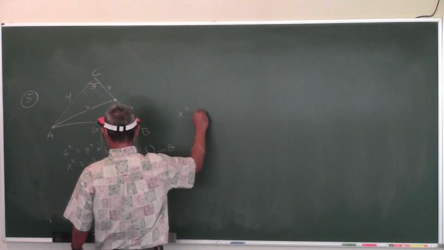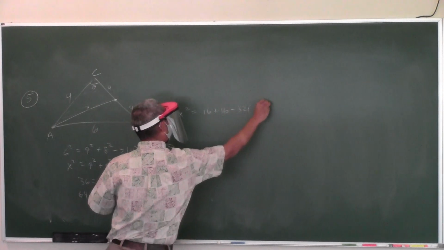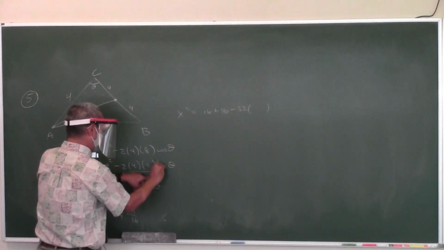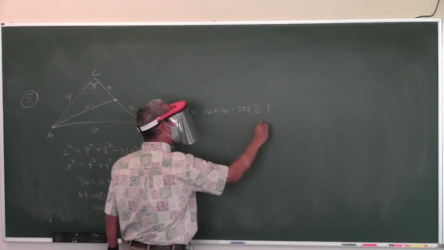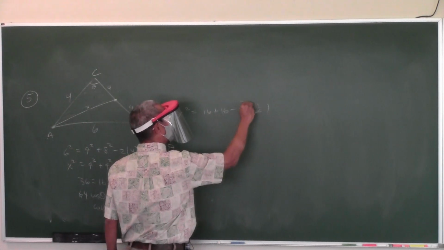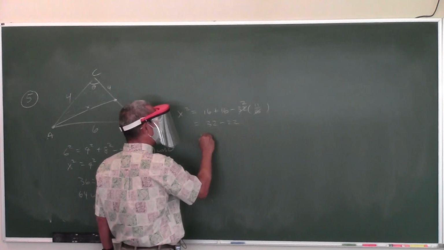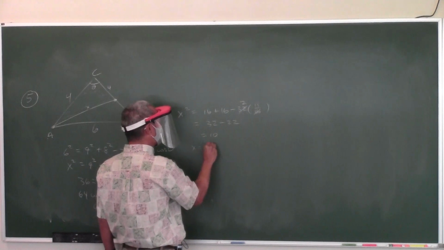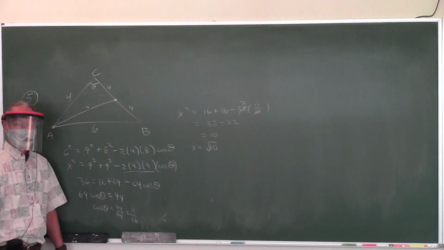X squared is equal to 16 plus 16 minus 32, right? This is 32 times cosine theta. But cosine theta is 11 over 16. 16 goes into 32 twice. So you get 32 minus 22, which is 10. X is root 10. Can you repeat this?